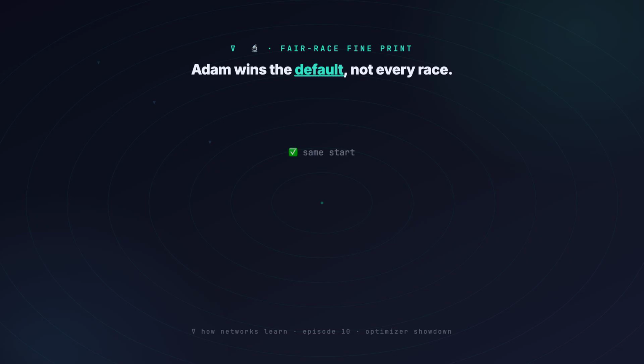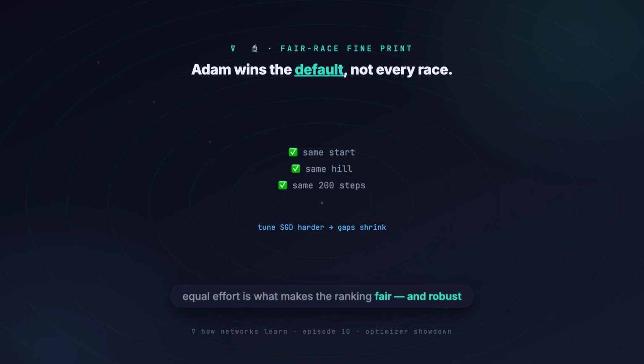Change the surface or tune SGD's learning rate harder and the gaps shrink. A well-tuned SGD can match Adam on many real problems. What's robust is the ranking under equal effort. The more an optimizer remembers, the less hand tuning it demands to land in the same place. Adam wins the default, not every race ever run. That's why it's the button you reach for first, not the only button.